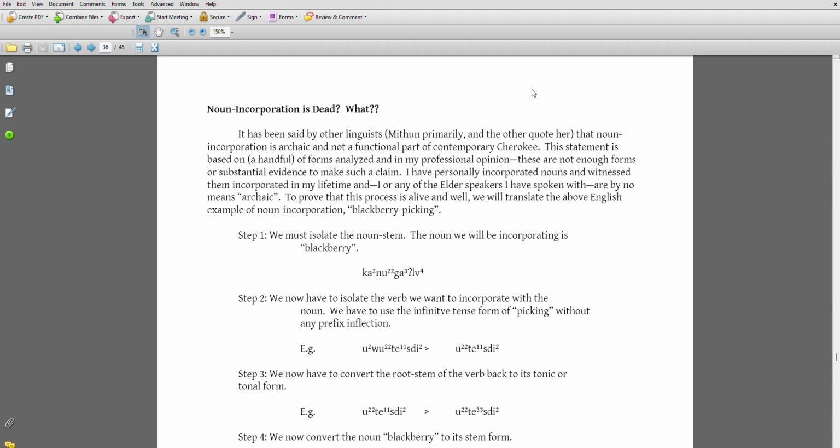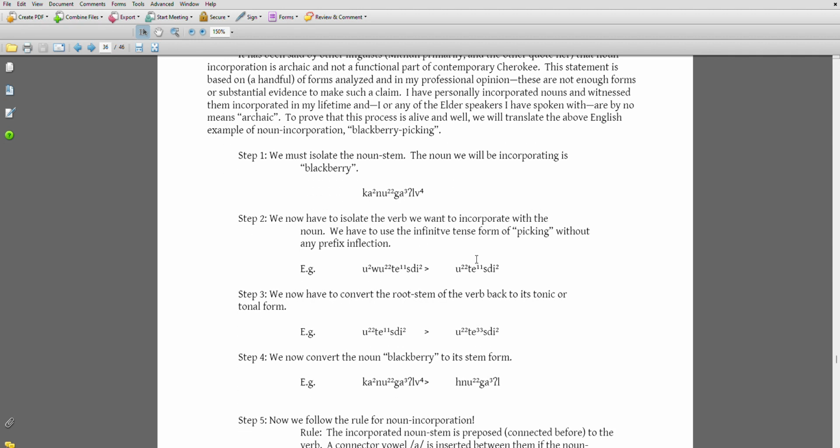To prove that this process is alive and well, we will translate the above English example of noun incorporation, blackberry picking. Step 1. We must isolate the noun stem. The noun we will be incorporating is blackberry: kanugatl. Step 2. We now have to isolate the verb we want to incorporate with the noun. We have to use the infinitive tense form of picking without any prefix inflection. So uwudesdi becomes udesdi because that is the root, the infinitive base.